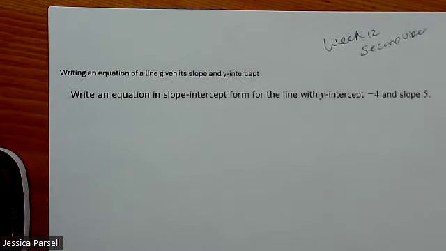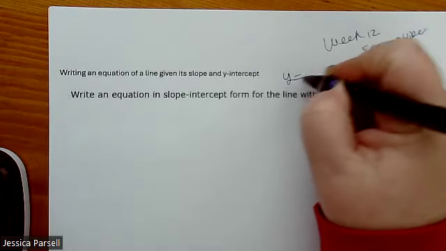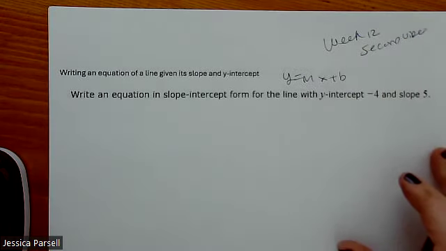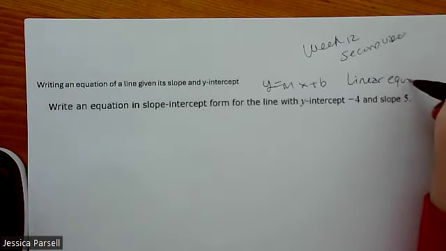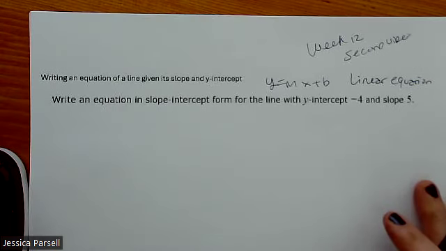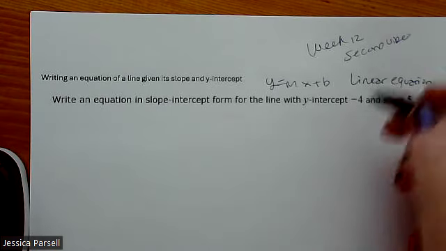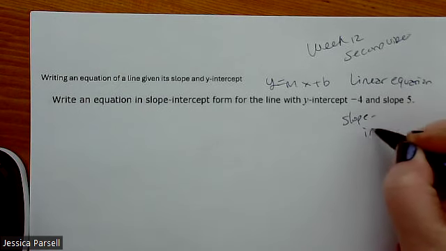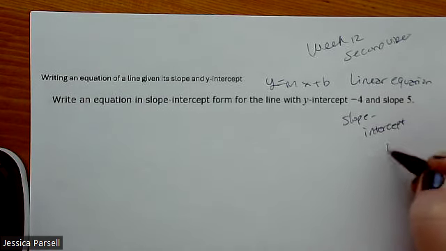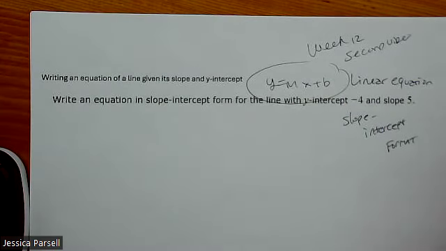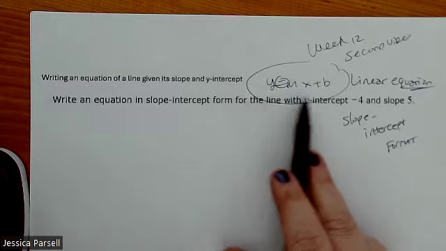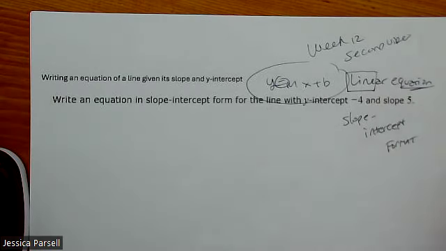All right, write an equation of a line given its slope and y-intercept. Okay, so a linear equation in slope-intercept form. We'll write that down in slope-intercept form or format. It looks like this: y equals mx plus b. It's an equation because we have an equal sign. And when you write your equation in this format, if you were to graph it, it creates a line. So that's why they call it a linear equation.